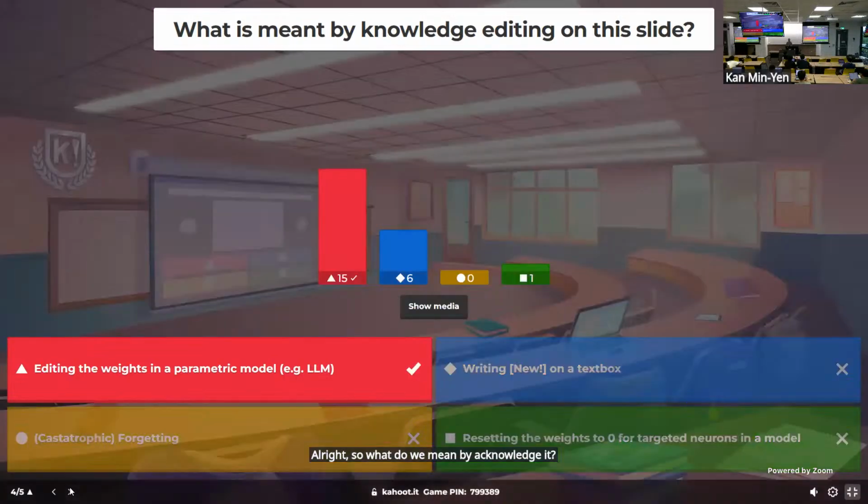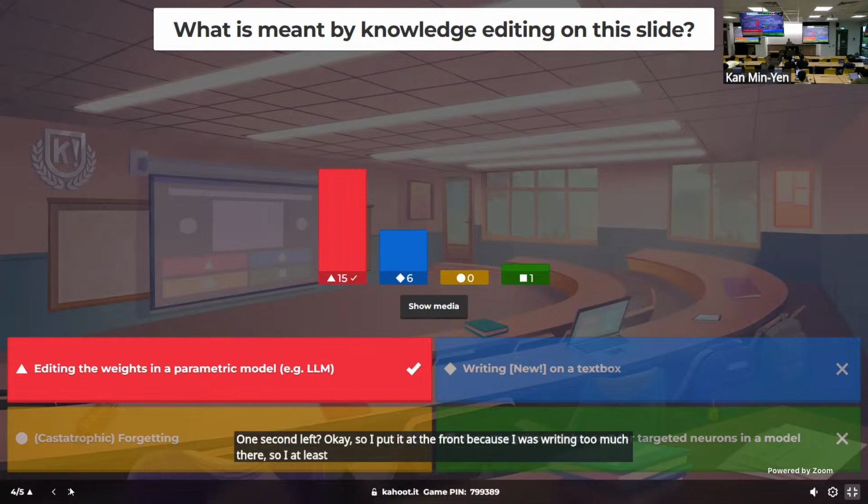One second left. Okay, so I put it at the front because I was writing too much text. So I at least made sure you could read the first answer.